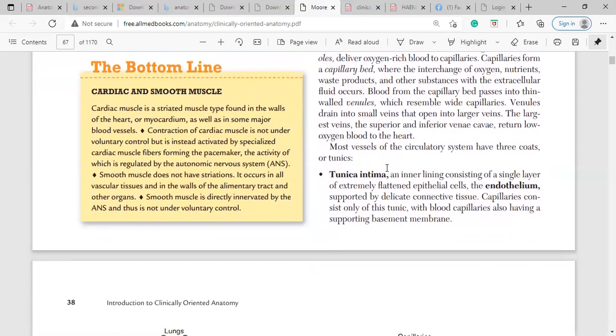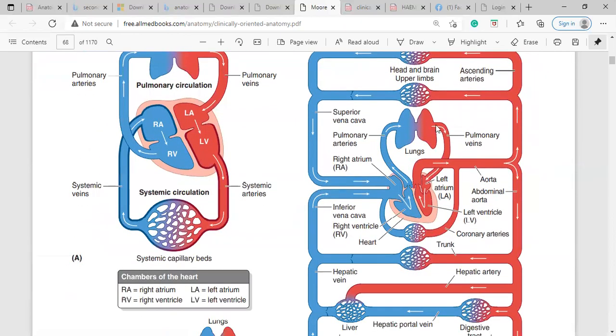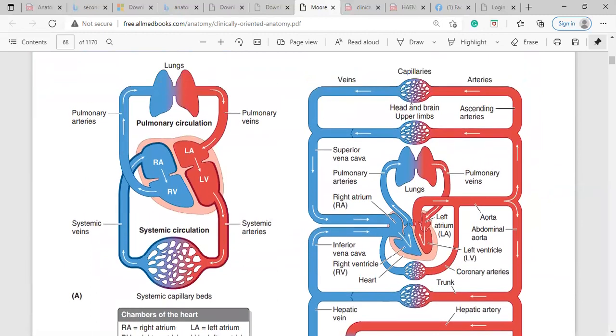So in this diagram, look at this diagram by the right, this one here. You will see this is my head and my brain. This is my upper limb.